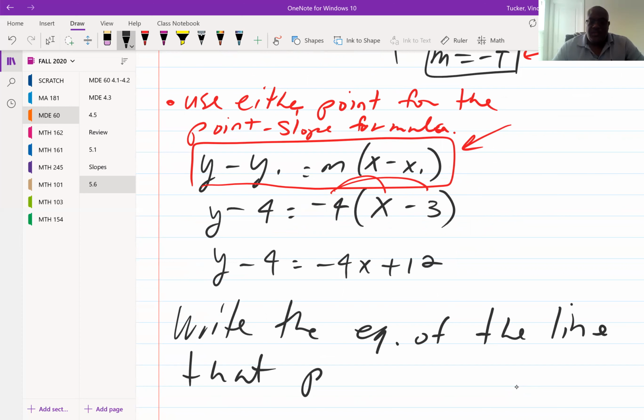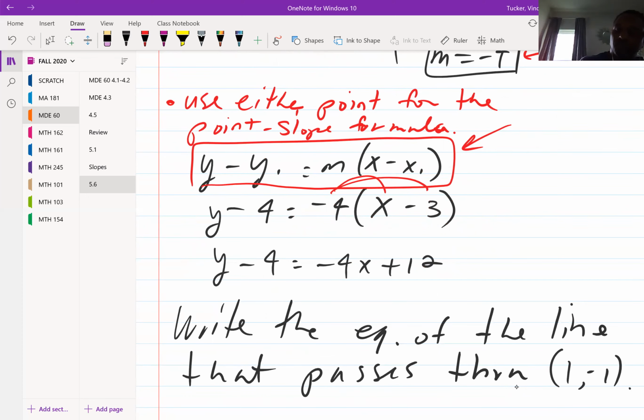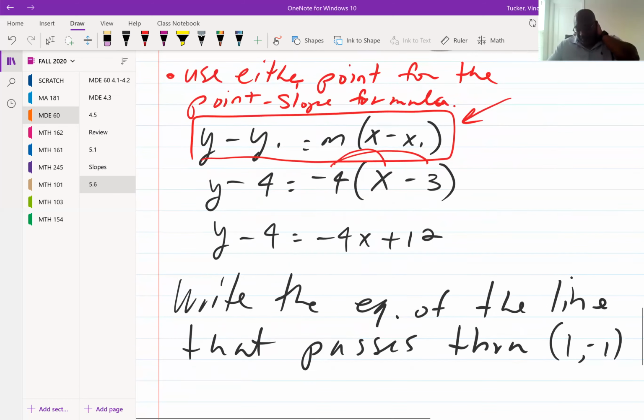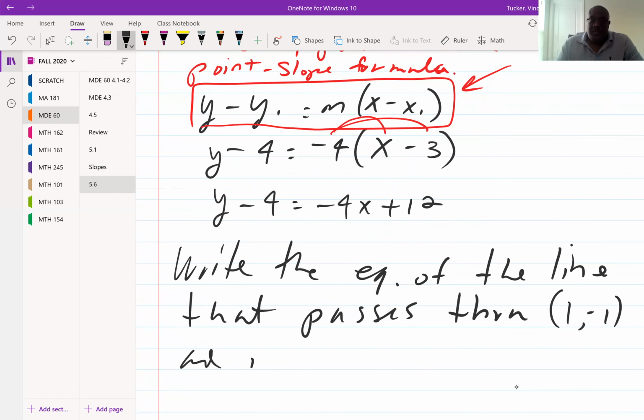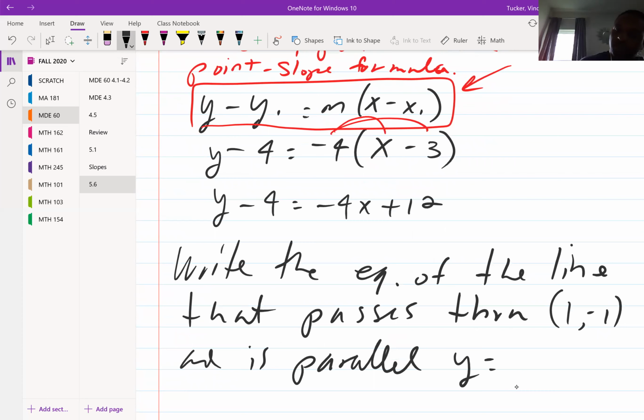Now with this one, I'm just reciting to make sure I got it. We got the slope now. We can pick either point to plug into the point slope formula. Right. Okay.